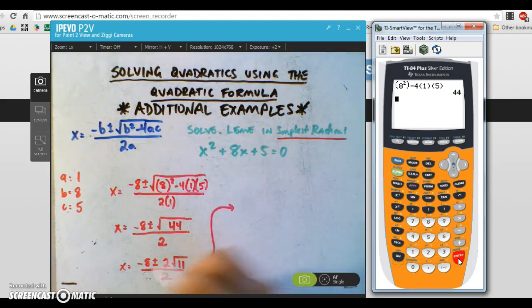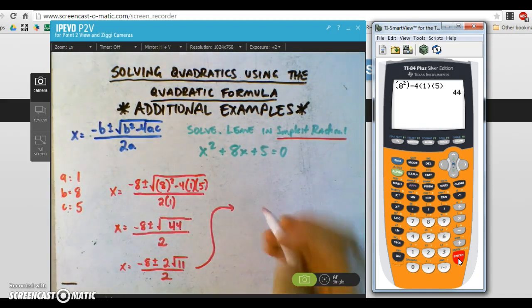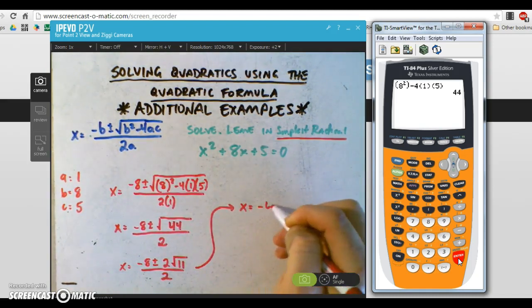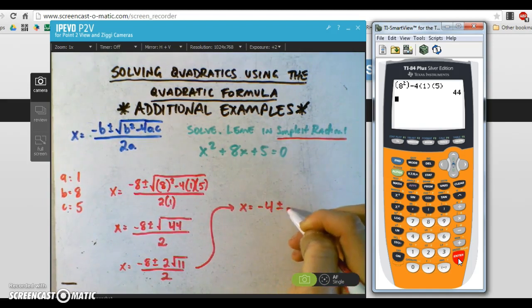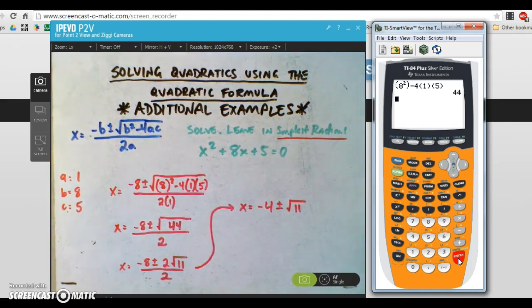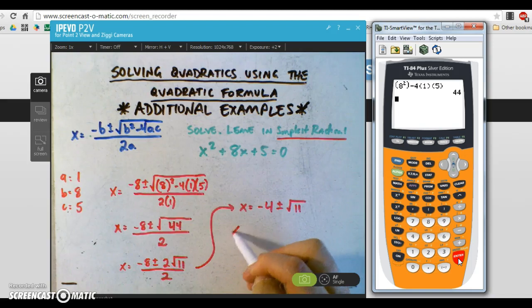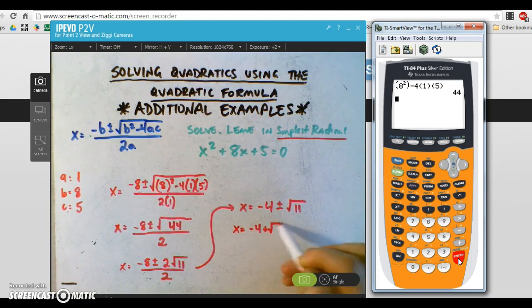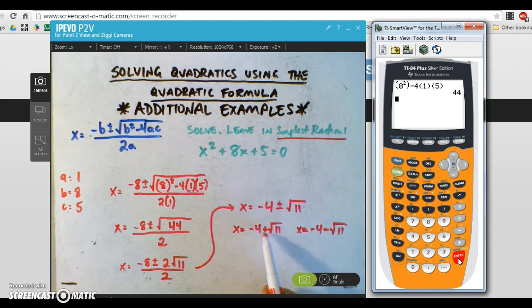And now I can reduce. Negative 8 reduces by 2. 2 reduces by 2. So I have x equals negative 4 plus or minus 1 radical 11, or just radical 11. Okay? Now you can write it in this way, or you could write x equals negative 4 plus radical 11 and x equals negative 4 minus radical 11. Remember that plus minus means that one of my roots is a plus and one is a minus. Okay, so that's all that means. There's your answer right there. That's simplest radical form.